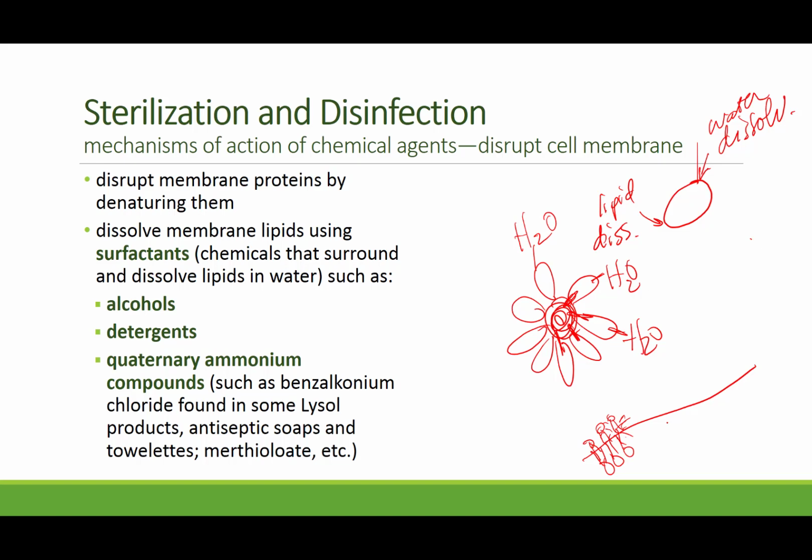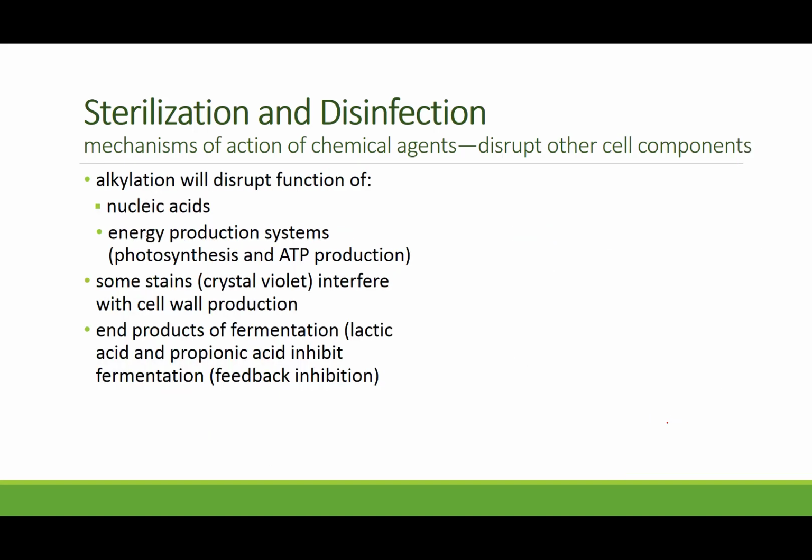Alcohols also act as surfactants, and quats, what are called quaternary ammonium compounds, such as benzalkonium chloride, that's found in Lysol, in antiseptic soaps and antiseptic towelettes. They act as surfactants. Merthiolates act as surfactants, and other quaternary ammonium compounds are all surfactants. Okay, so two ways of disrupting membranes. We can do protein denaturation, and we can use surfactants to break up the membrane.